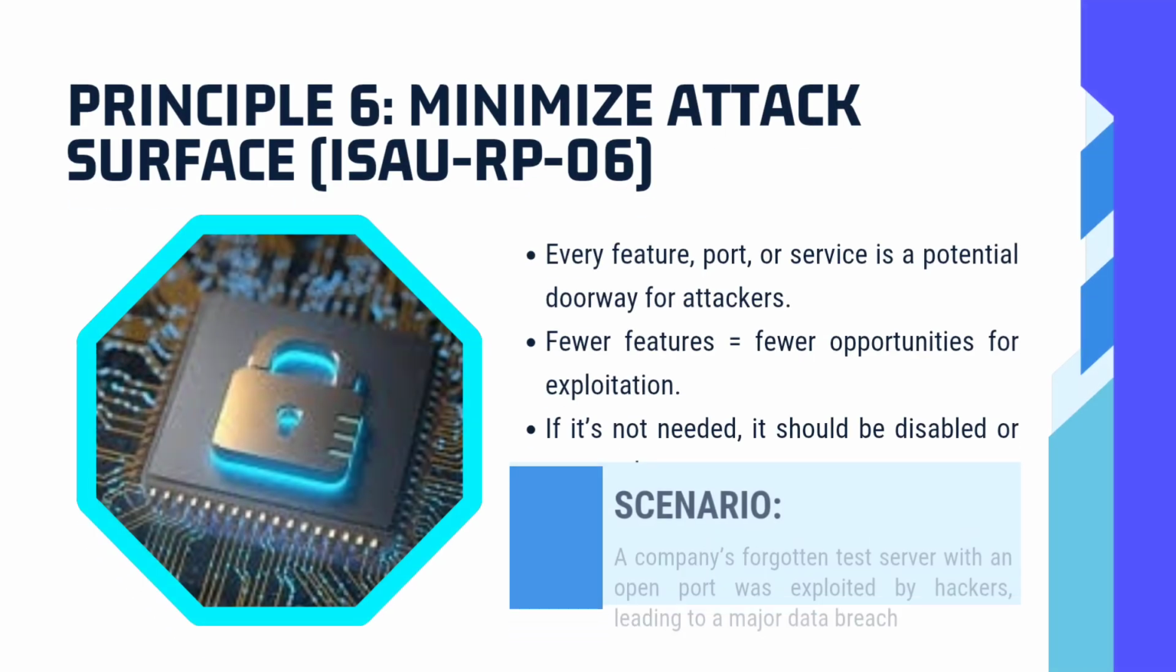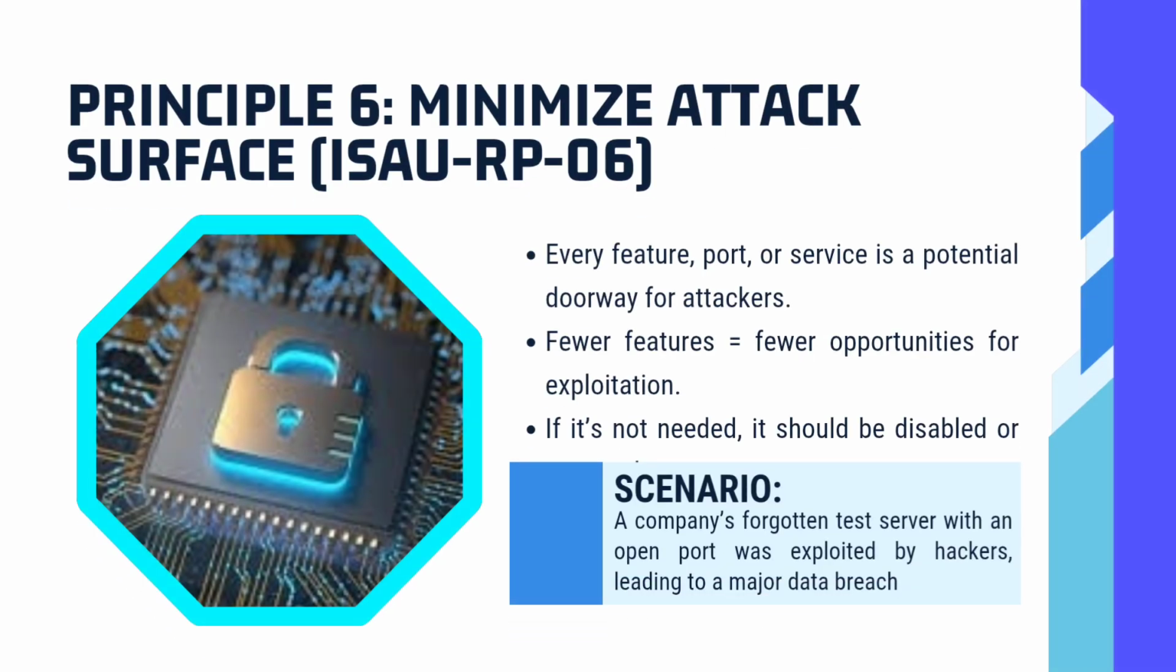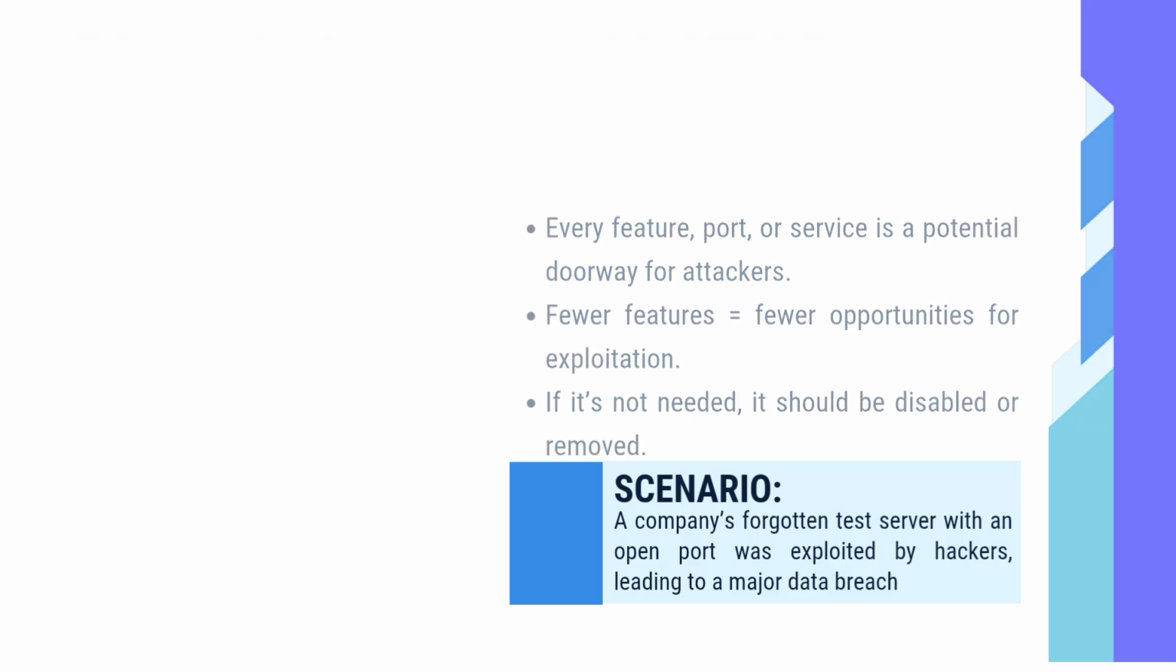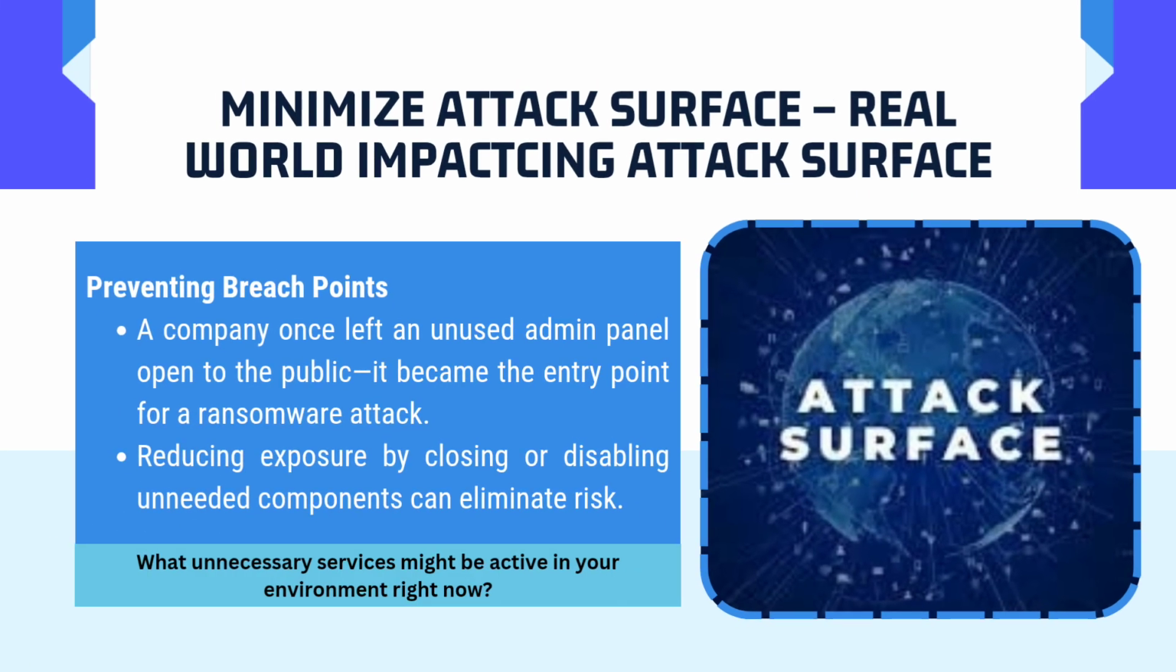3. The principle of minimize attack surface from the Institute of Security Architecture United, P6. Every feature, service, or open port is a potential doorway for an attacker. With minimize attack surface, we aim to reduce these doorways. If a system doesn't need a function, disable it. If a port isn't essential, close it.